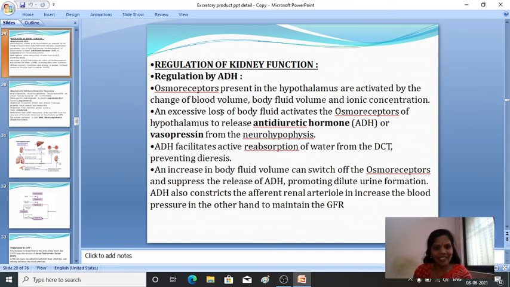Okay, the excessive loss of body fluid, what will it do? It activates the osmoreceptors of the hypothalamus to release the antidiuretic hormone.